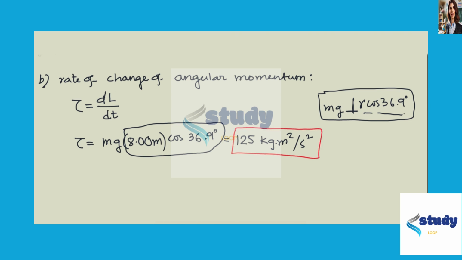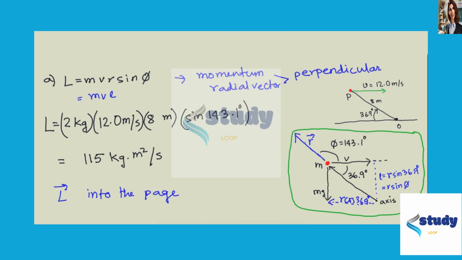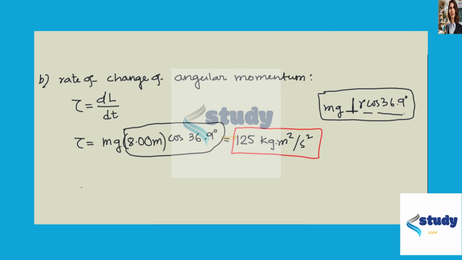Now, what about the direction? Again, for the direction, we can use our right hand rule, and we curl our fingers from the radial vector to mg. If we curl our fingers this way, we see that our thumb will be pointing out of the page, or towards us. So that means the direction of the rate of change of angular momentum will be the same as the direction of the torque, which is towards us, or out of the page.